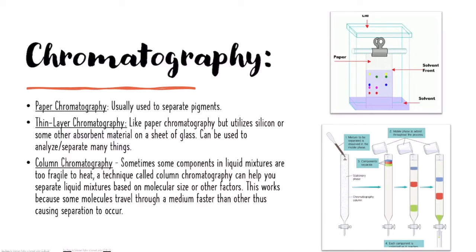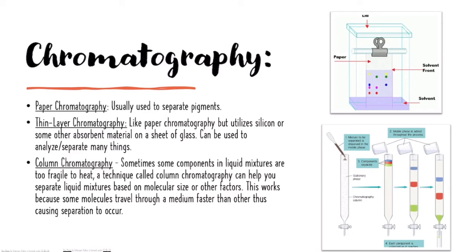So the first one that we're going to talk about is paper chromatography, and this is usually these days just used to separate pigments to see how many different pigments there might be in inks or something. And you may have even done chromatography or some form of chromatography before, either in a science class or maybe as an art project, where you put some little blots of ink on paper, and then you put that paper, the very bottom of it, in some water or some kind of solvent and watched the colors move up the page. So that's paper chromatography.